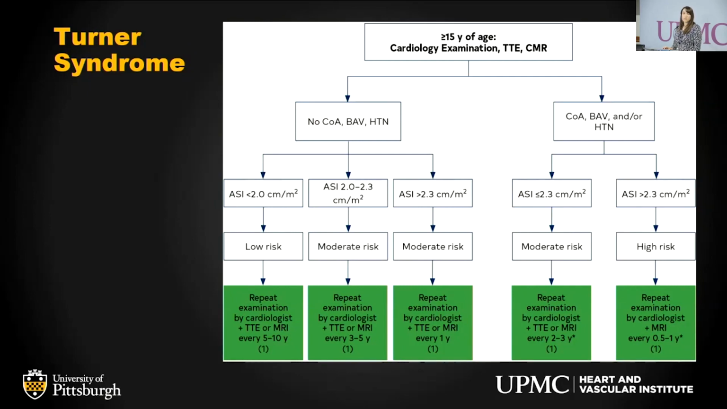If they don't have any of those associated risk factors, then the size of their root determines what their risk of dissection is and how often you should image them. So if their root is small, less than 2, and they have no associated risk factors, you only have to image them every 5 to 10 years. However, as the root gets bigger or as they develop risk factors for dissection, such as if they develop hypertension over time, that will increase the frequency with which you image them.